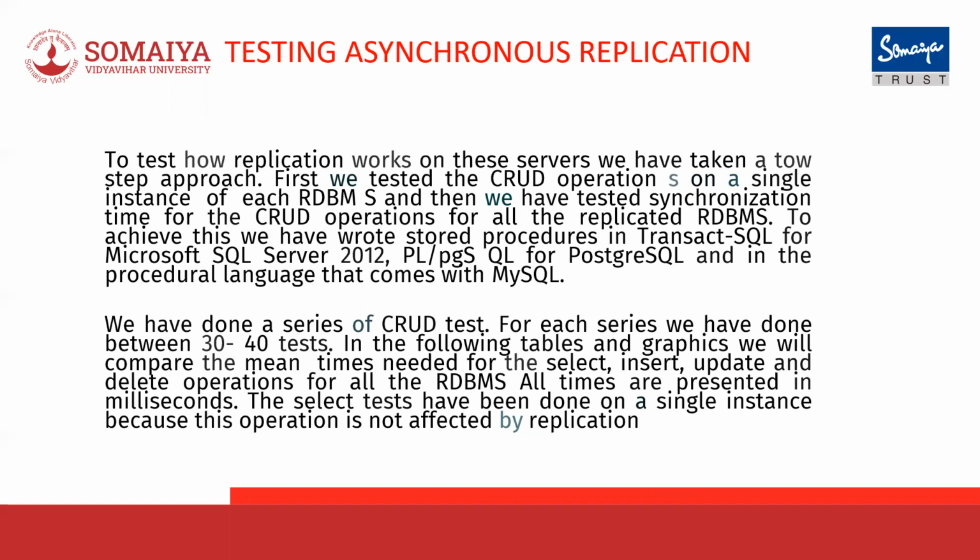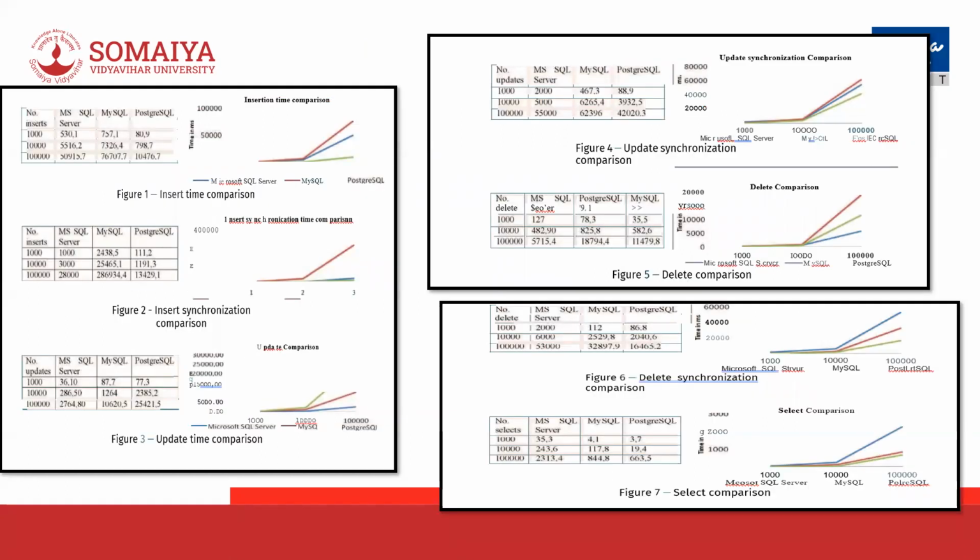We have done a series of CRUD tests. For each series, we have done between 30 to 40 tests. In the following tables and graphics, we will compare the mean times needed for the select, insert, update, and delete operations for all the RDBMS. All times are presented in milliseconds. The select test has been done on a single instance because this operation is not affected by replication. These are the various graphs that we received after the test.